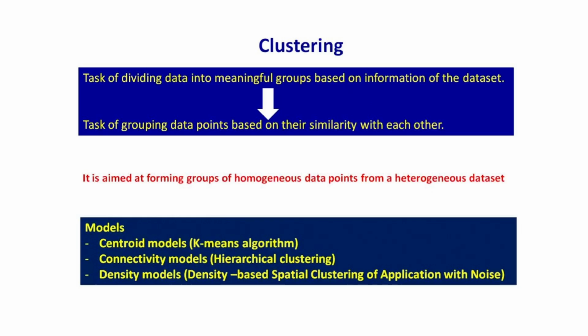So, you can have either centroid models, connectivity models, or density based models. The centroid model is the K-means algorithm, the connectivity model is hierarchical clustering, and density based models are called density based spatial clustering with application of noise. The three different types of clustering exist. One is the centroid clustering model, the K-means algorithm, which is very famous in machine learning. You can also use connectivity models like hierarchical clustering, or density based clustering.